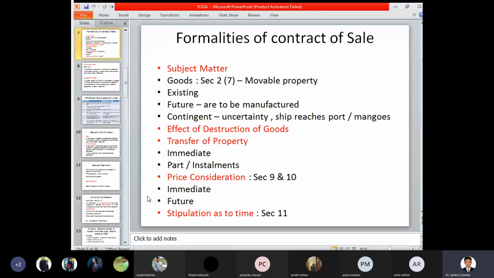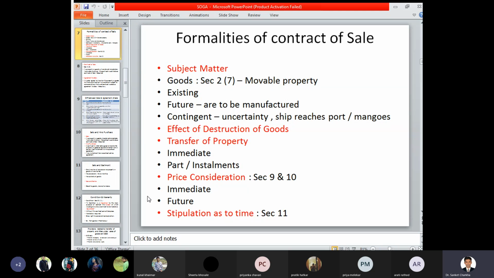Formalities of contract of sale, that is subject matter under section 2.7. Effect of destruction of the goods. Transfer of property means a general property and not a special property. Transfer of property may be in terms of immediate transfer or in terms of part or installment.